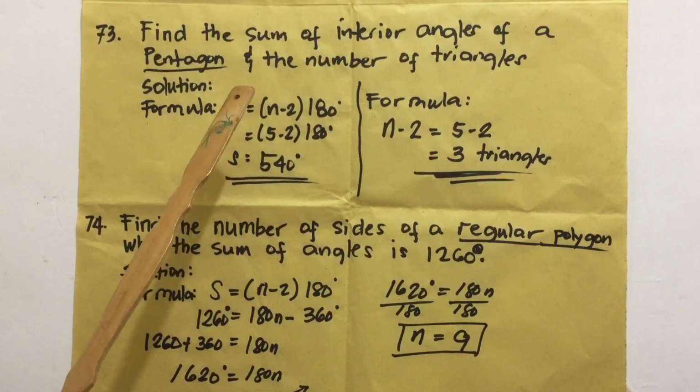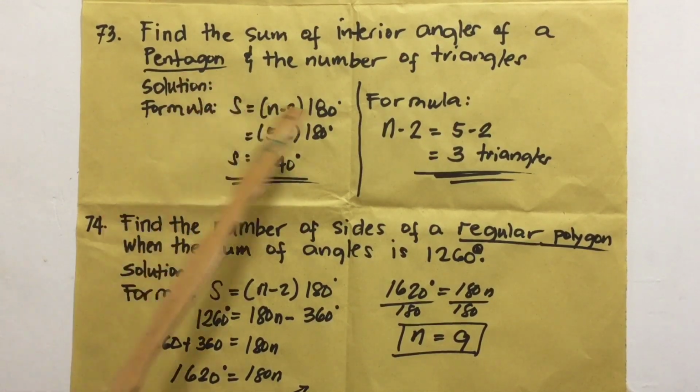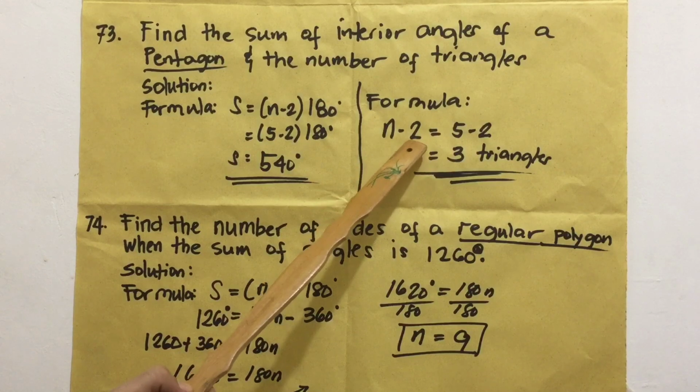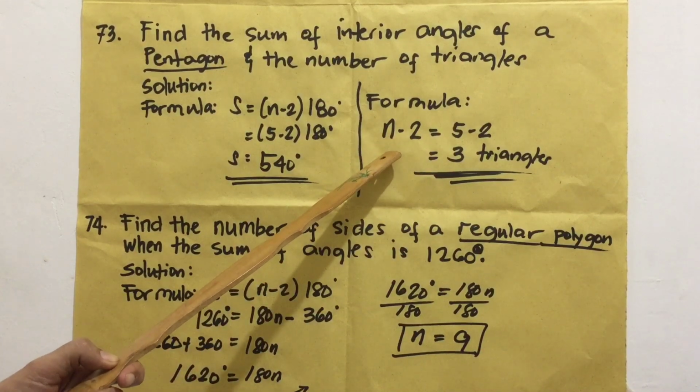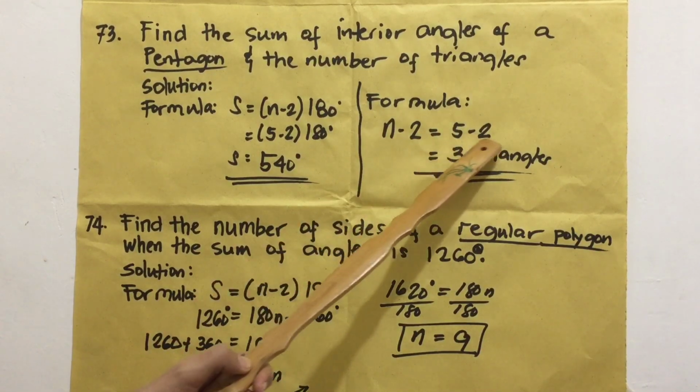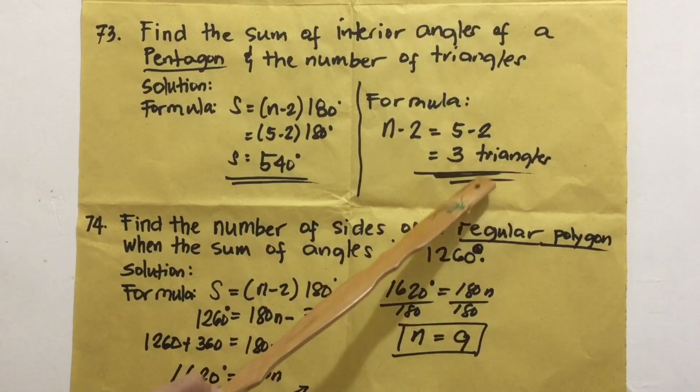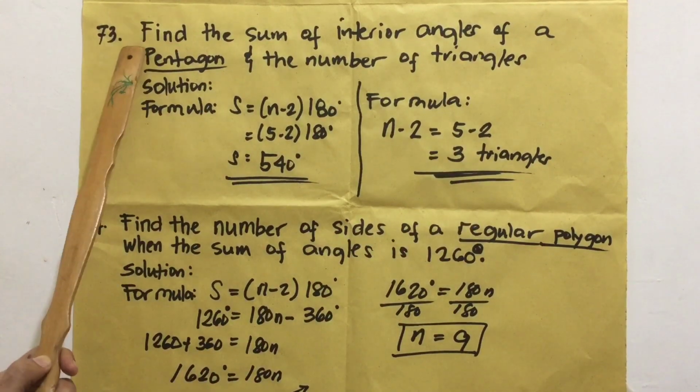And to determine how many triangles in a pentagon, we have the formula n minus 2. N stands for the number of sides of a pentagon. We have 5. 5 minus 2 equals 3. 3 triangles in a pentagon.